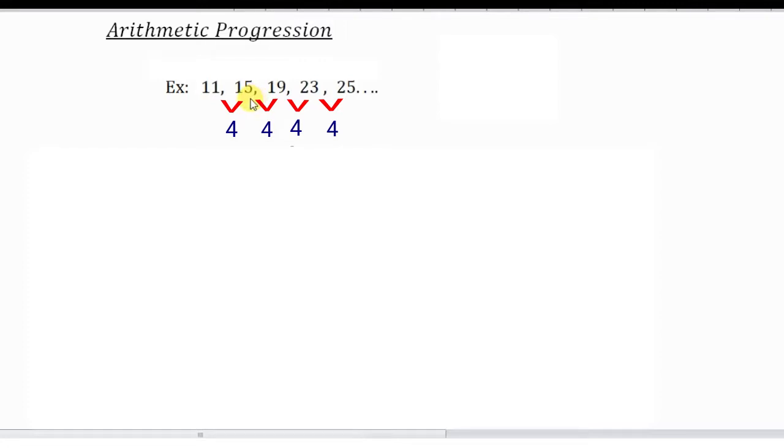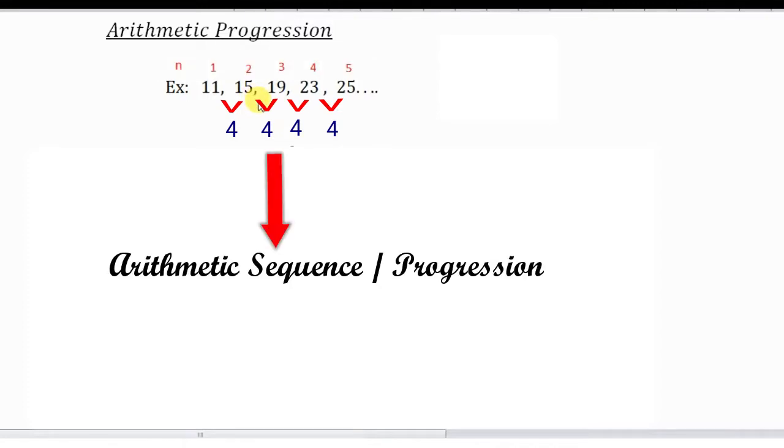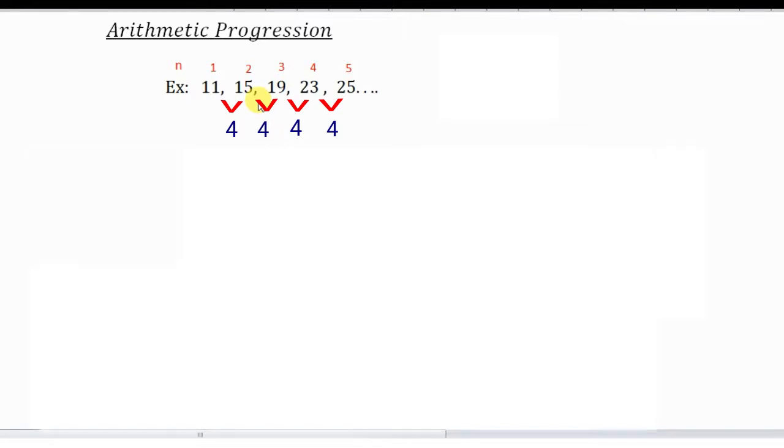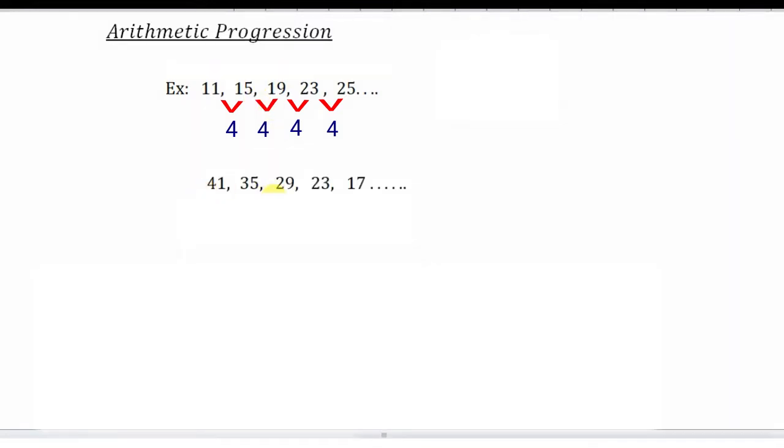If the difference between two consecutive terms in a sequence is always the same, then it is said to be an arithmetic sequence or arithmetic progression. Let us take a few more examples. 41, 35, 29, 23, 17 and so on.